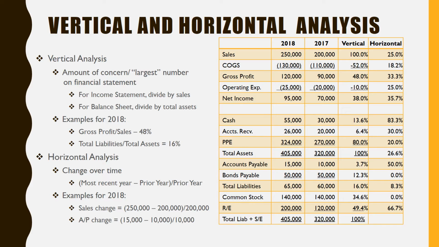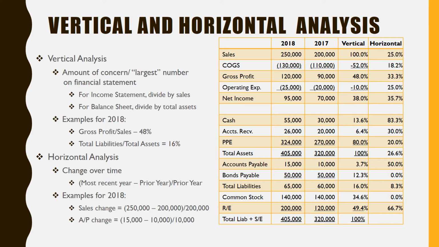Horizontal analysis is looking at changes over time. So the only thing tricky here is you subtract 2 years and you always divide by the earliest year. So you want to see how things have changed since the earliest year in question. So for sales, you take the 250 minus 200, which is a $50,000 increase. Divide by the 200,000, so that's a 25% increase that year.